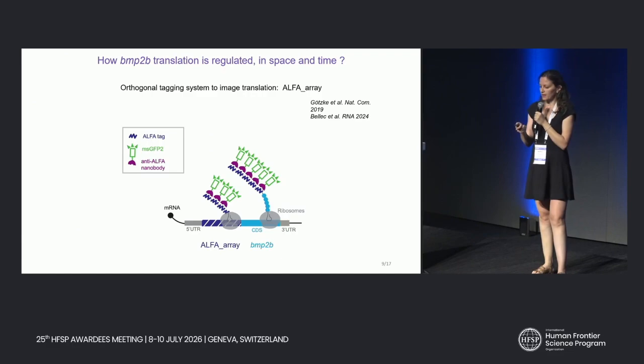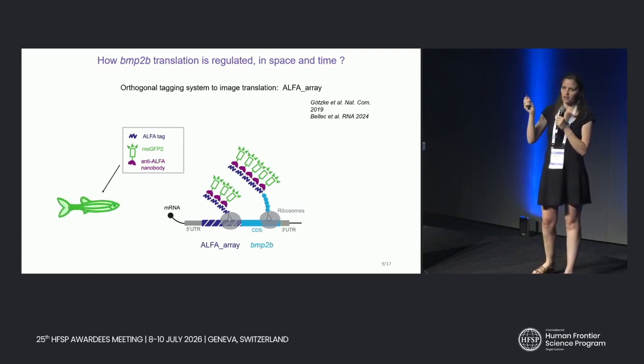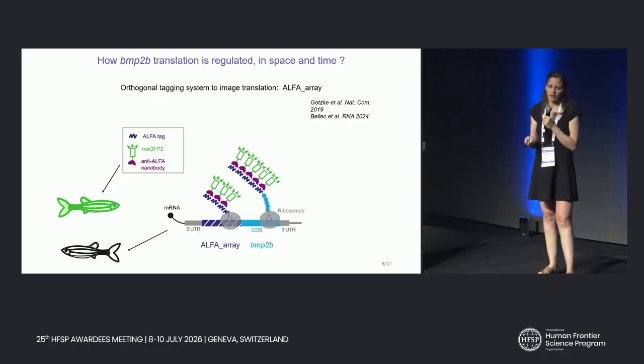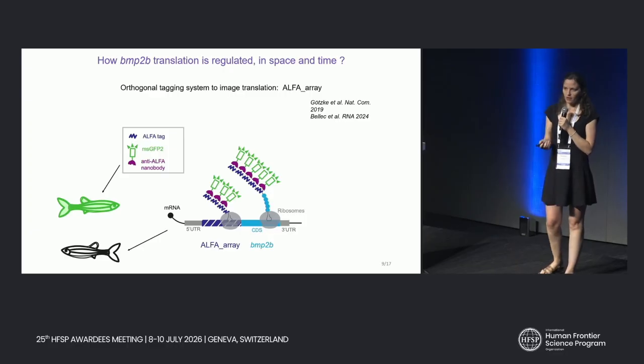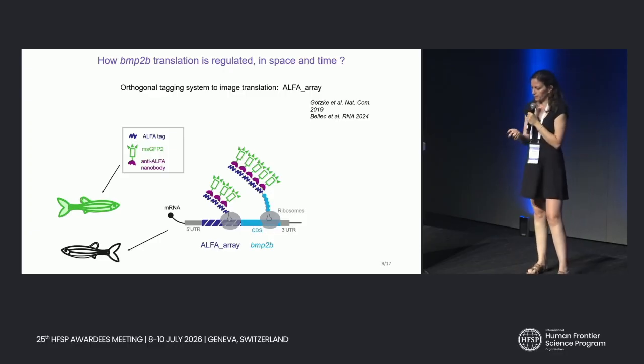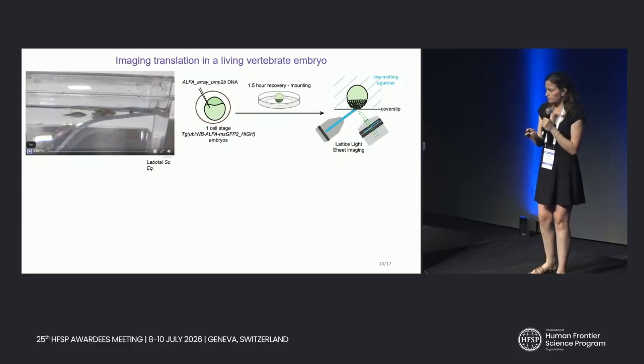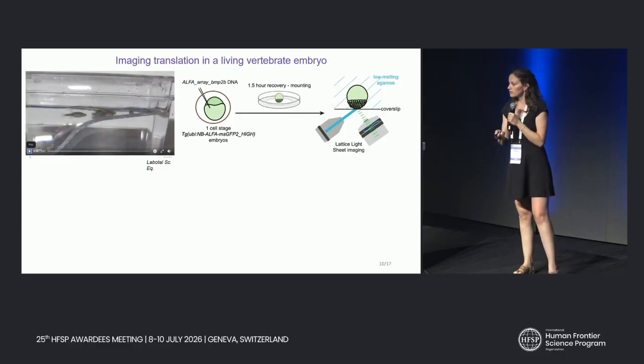Then we had to create two different zebrafish strains, one expressing the nanobody fused to the GFP in an ubiquitous manner, and one expressing BMP2B fused with the alpha array. Then I crossed these two fish.